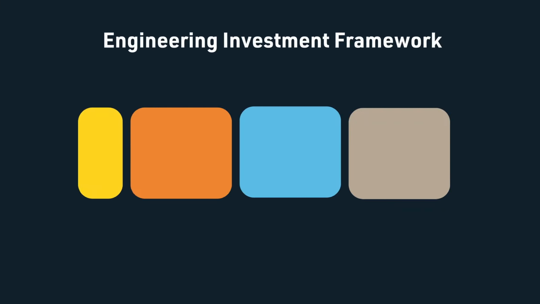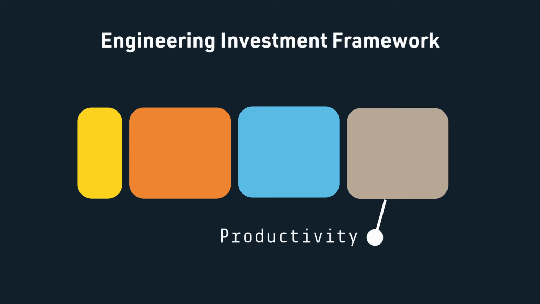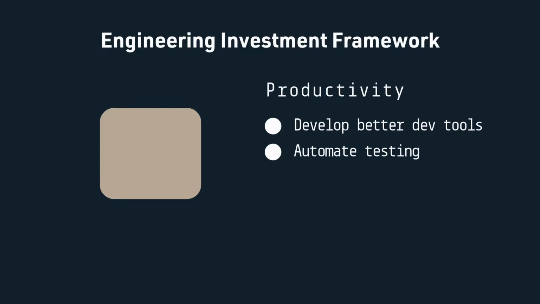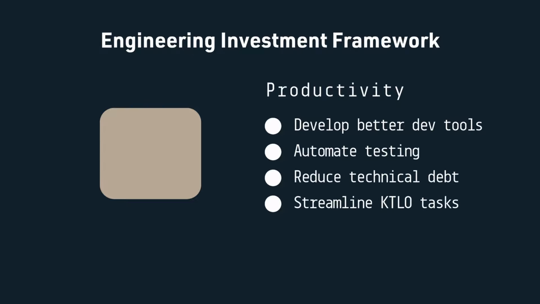And lastly, let's discuss the boosting engineering productivity bucket. This bucket focuses on internal improvements that enhance the team's efficiency, often invisible to customers, but crucial for long-term success. This bucket includes developing better tooling, automating testing processes, reducing technical debt, and streamlining the Keep the Lights On tasks through automation. By balancing these buckets, you can allocate resources effectively to drive growth, improve products, and maintain efficient operations.